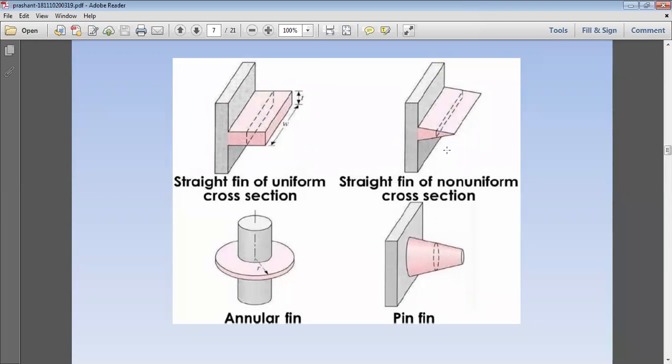So we have the rectangular fin, triangular fin, annular fin, and pin fin. A trapezoidal fin is also there. Here you can see this is a straight fin, and it is also a straight fin but with non-uniform cross section, whereas here it is a uniform cross section. In the triangular fin, even though it is straight, the cross section is non-uniform. In the annular fin, if you cut circumferentially, you will get a uniform cross section. Whereas in the pin fin, it is a straight fin, but it has a non-uniform cross section.